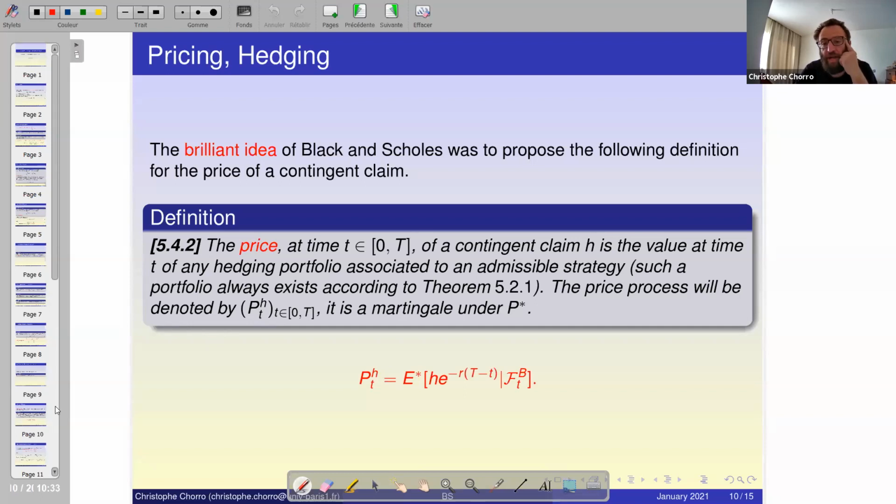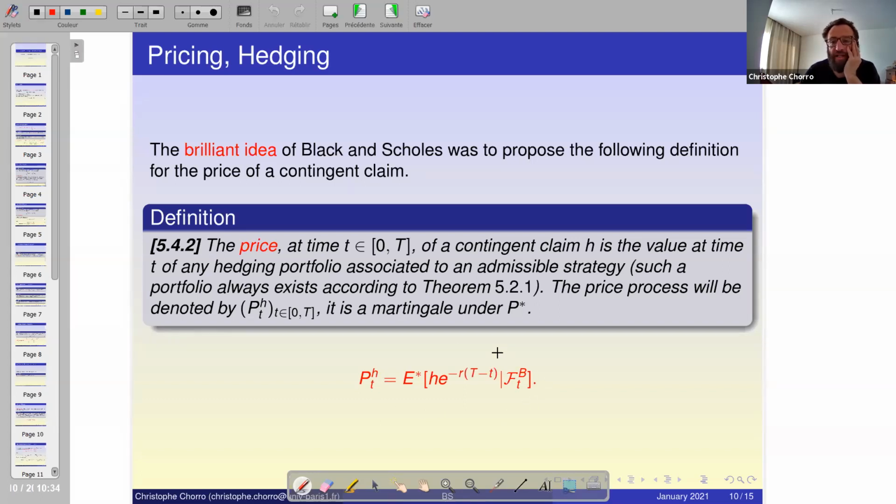Okay, and of course, by definition of a P star admissible strategy, if I denote by the price the value of this P star admissible strategy, I know that the actualized value of a P star admissible strategy is a martingale. And so for the price, exactly as I have done in the previous slide, I have this formula for the price of a contingent claim.